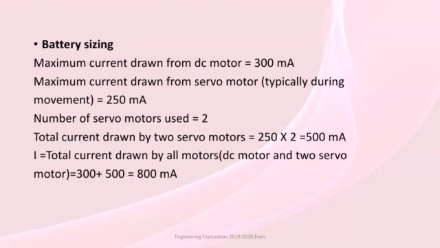Battery sizing. Maximum current drawn from DC motor is 300 milliampere. Maximum current drawn from servo motor is 250 milliampere. Number of servo motors used is 2. Total current drawn by two servo motors is 500 milliampere. I is equal to total current drawn by all motors, that is equal to 800 milliampere.